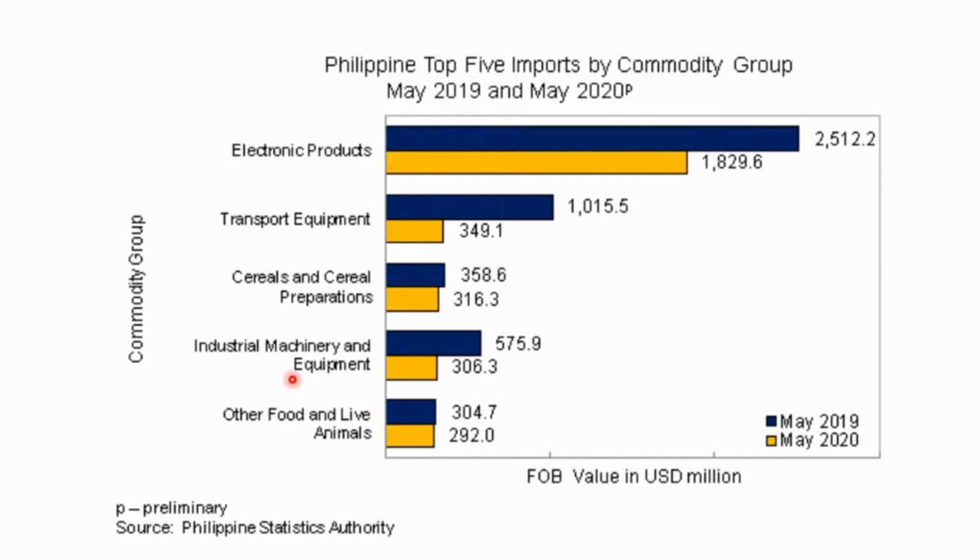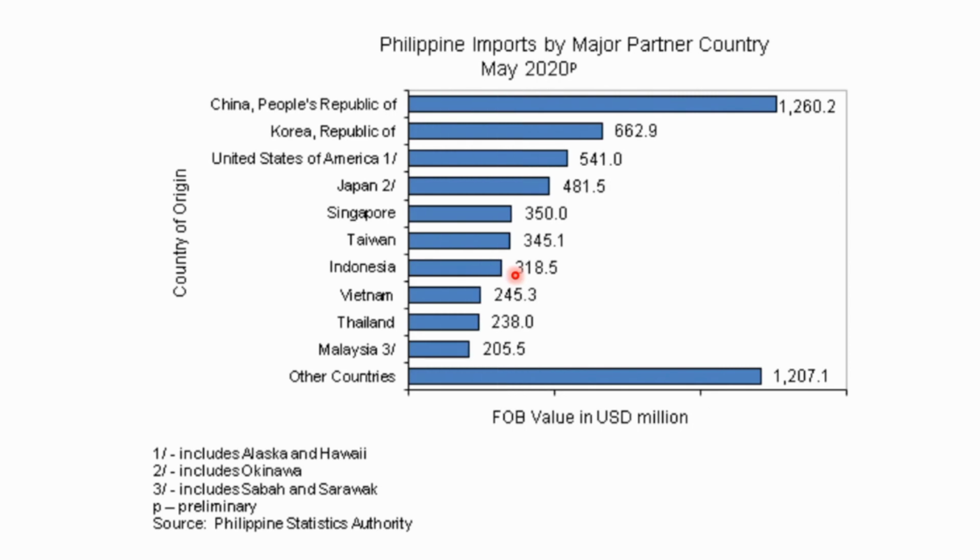This figure shows the commodities we imported from other countries. So similarly, we import electronic products, then transport equipment, cereals, industrial machinery and equipment, and other food and live animals. So in May 2020, the same situation na mas mababa ang imports natin. So affected yung imports and also yung kanina yung exports because of the pandemic. Okay, saan ba tayo nag-import? Of course, sa China, Korea, US, Japan, Singapore. So, makikita dyan kung saan mostly nanggagaling ang mga imported goods natin. So, number 1 yung China.